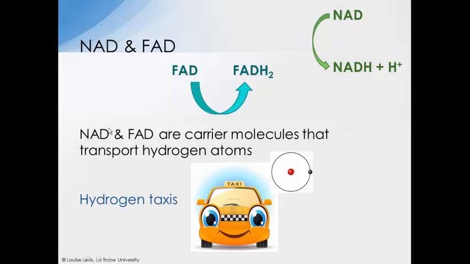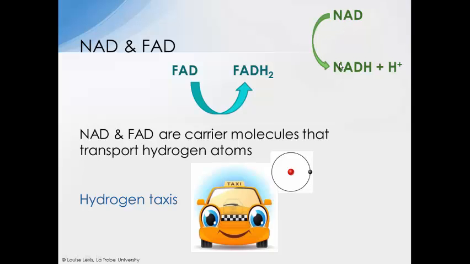The intermediate step is where NAD and FAD come in, in that they transport these hydrogen atoms that have been removed from glucose, and then it's used in another part of the cell to produce the ATP. Okay, so the main point from this slide, NAD and FAD, very important molecules in ATP production. They're important because they're carrier molecules that transport hydrogen atoms. You could think of them as hydrogen taxis. NAD and FAD function to pick up hydrogens and then drop them off. Pick them up and drop them off.